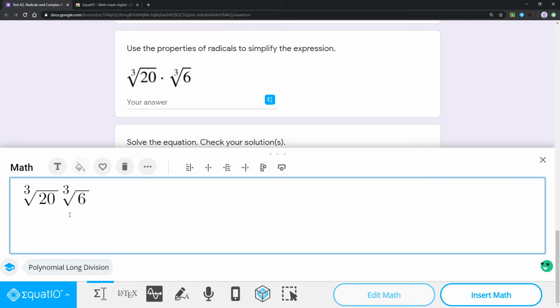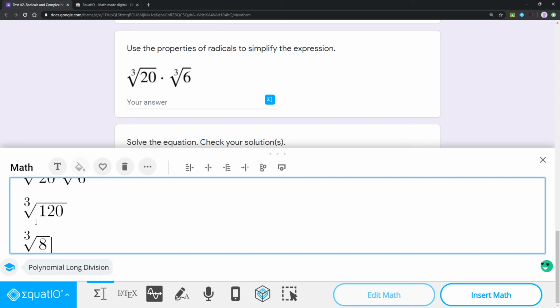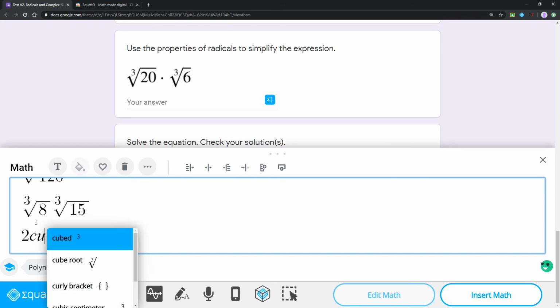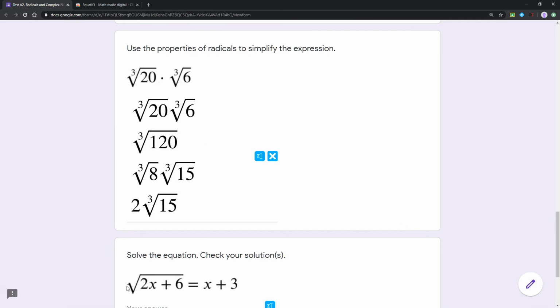Here we go. And so I'm multiplying those two things. So now I'm going to get the cube root of 20 times 6, which is 120. And I believe I can simplify this. Because this is a cube root, the largest perfect cube that goes into 120, I believe, is 8. And how many times does it go in? 15 times. And so I'm going to type in cube root of 8 multiplied by cube root of 15. Cube root of 8 becomes 2 times the cube root of 15. And I hit insert, boom, donezo. It's got all my math.